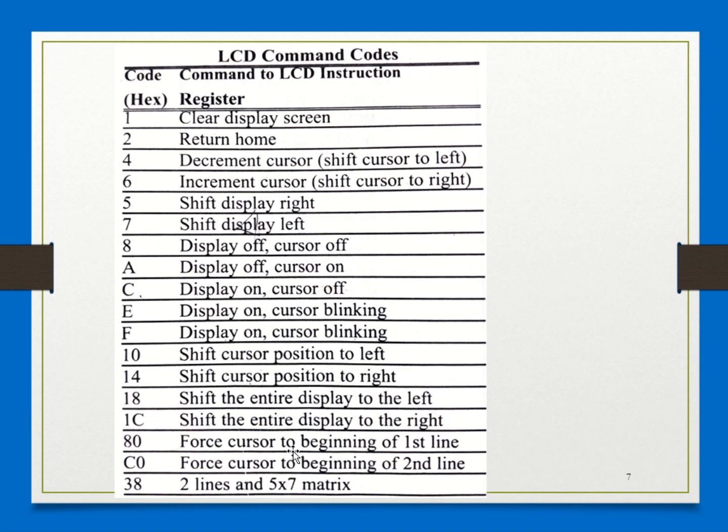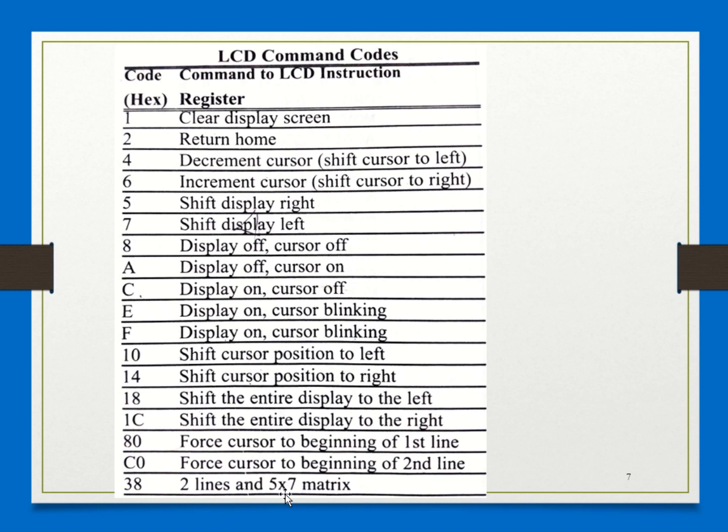So based on that, you have 10, 14, 18: the cursor moves to the left position or the right position, shift the entire display to left, shift the entire display to right. 80 is the command to force the cursor to the beginning of the first line, and C0 is the command to force the cursor to begin from the second line. So there are 2 lines in the LCD. All these are different commands.